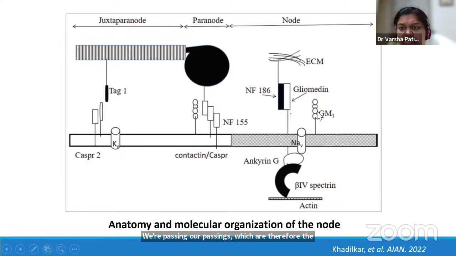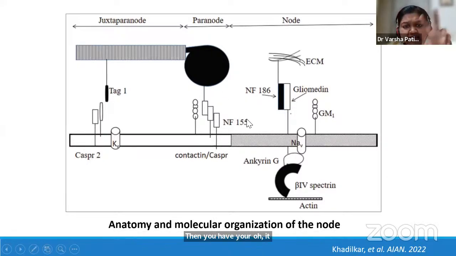And here you have your gangliosides, like the GM1, which we very commonly test for in your MMN. Now, this node is usually populated by sodium channels, very specific ones. Then you have your paranode.